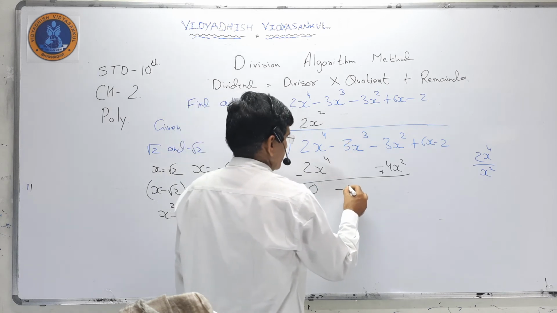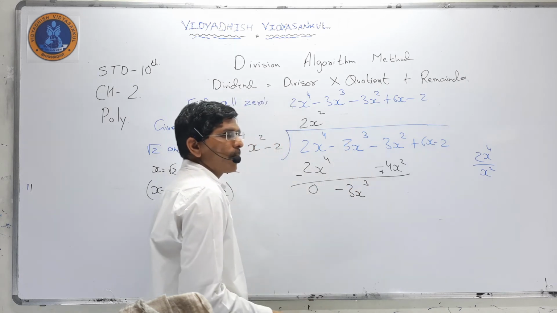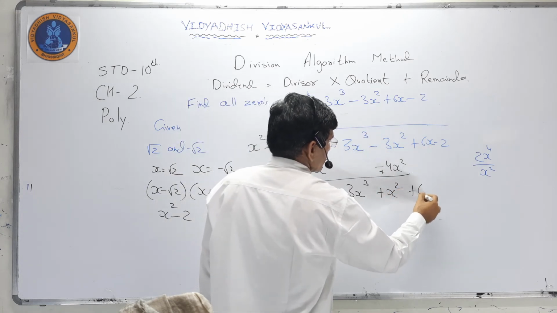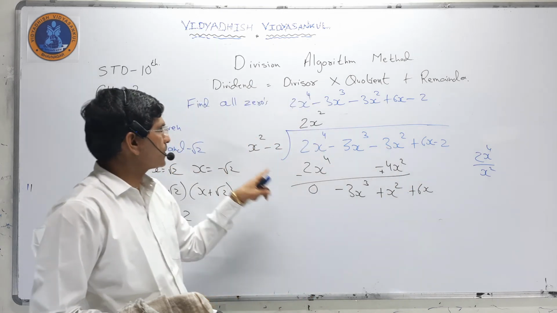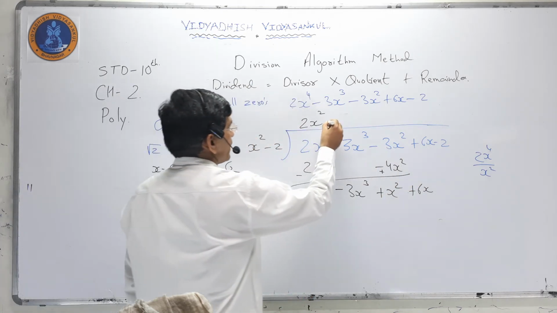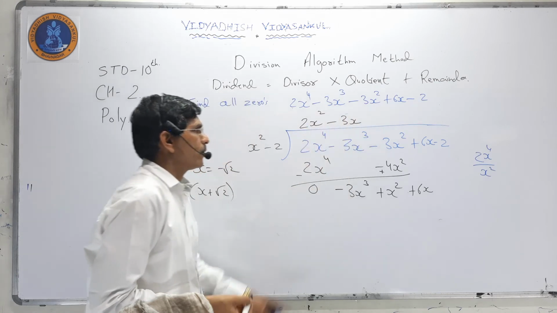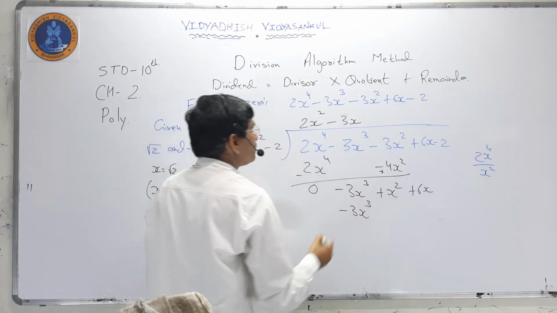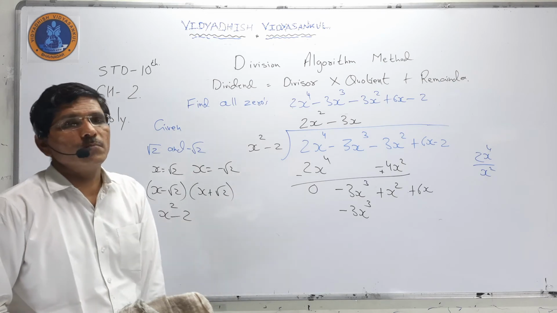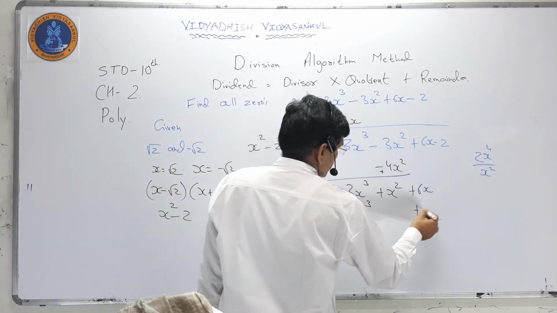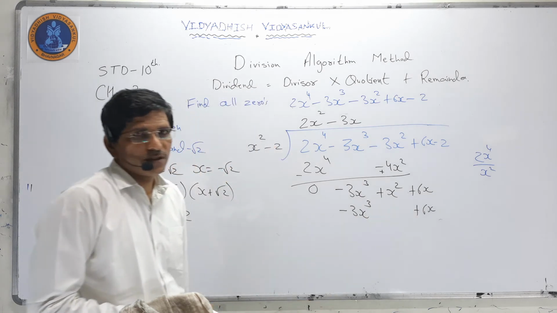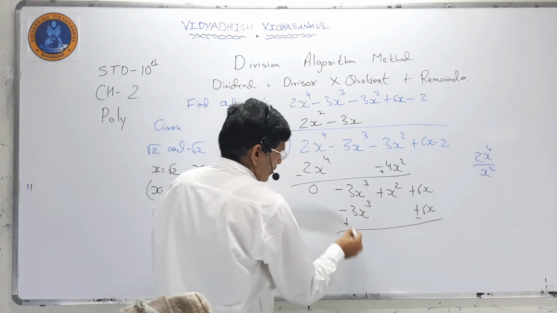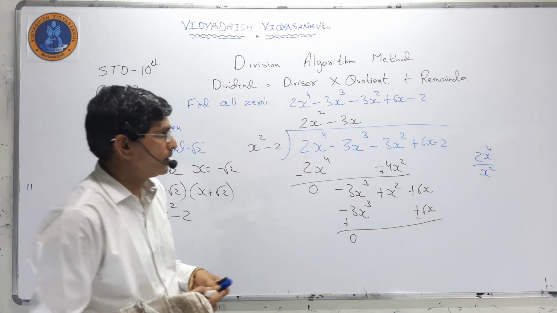Now minus 3x cube plus 4, minus 3, that is plus x square, plus 6x. Now minus 3x cube divided by x square, that is minus 3x. Now minus 3x into x square, that is minus 3x cube. Minus 3x into minus 2, that is plus 6x. Now again I have to change the sign. Here plus, here minus. It is 0. Now x square is there.